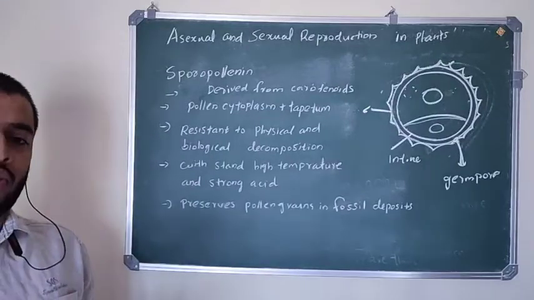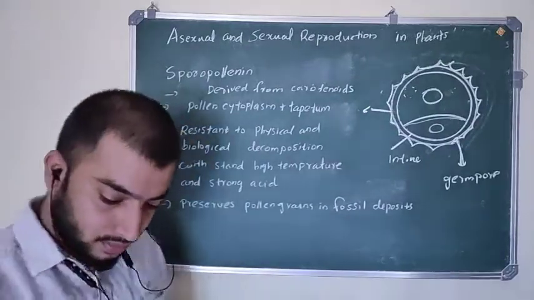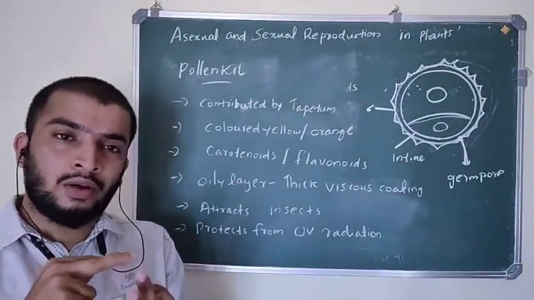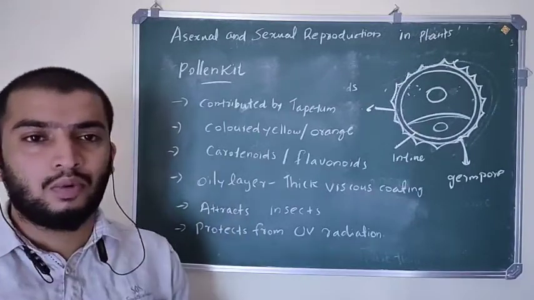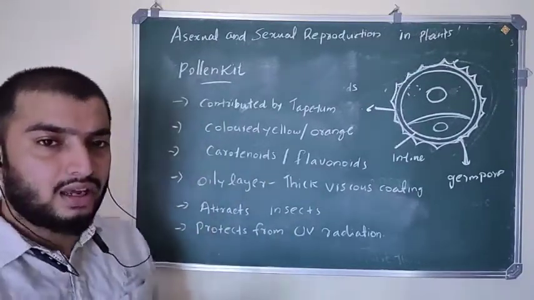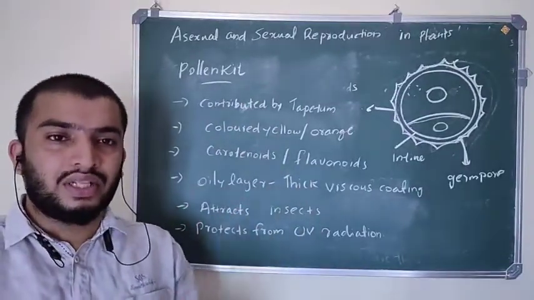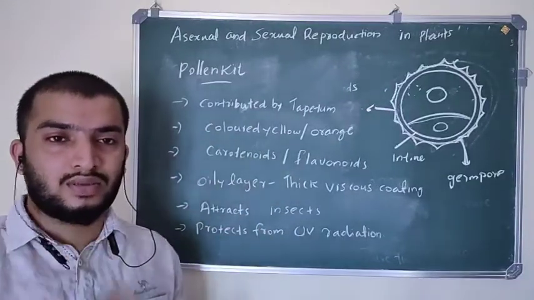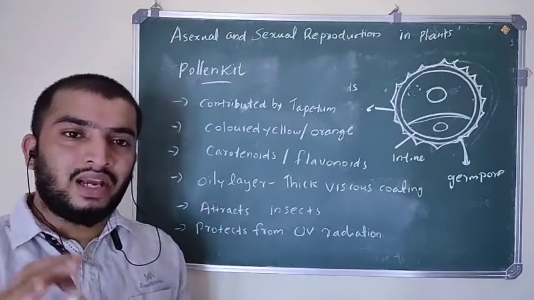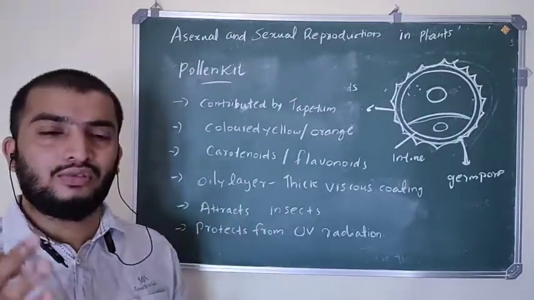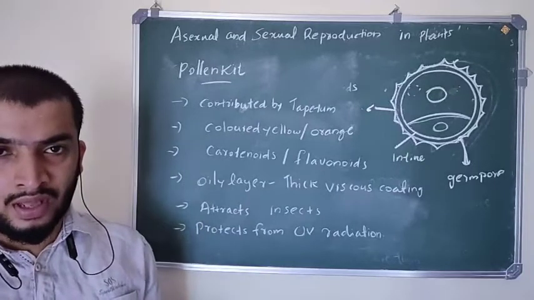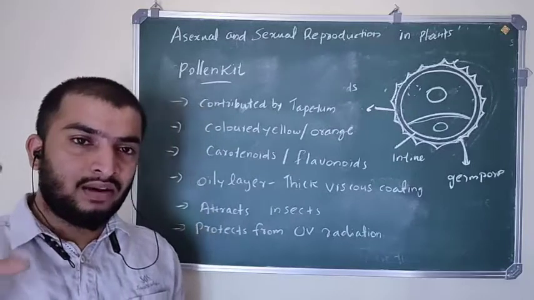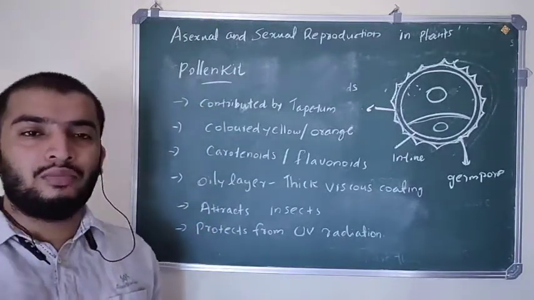Then the next component present on the exine is pollen kit. So exine is made up of cellulose, sporopollenin and pollen kit. So what is actually pollen kit? Pollen kit is something like an oily layer or a thick viscous coating on the pollen surface. Chemically, pollen kit is made up of carotenoids or flavonoids, and these components are contributed by the tapetum. So among the functions of the tapetum, the second function is that it contributes to the formation of pollen kit.